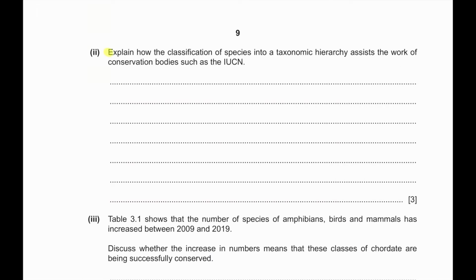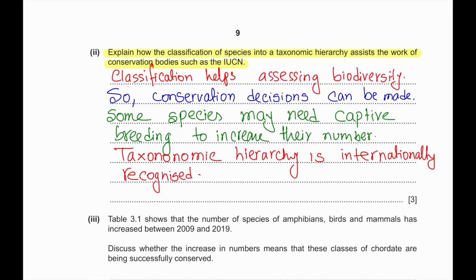Part 2. Explain how classification of species into a taxonomic hierarchy assists the work of conservation bodies such as IUCN. So basically, classification helps assessing biodiversity, so conservation decisions can be made. Some species may need captive breeding to increase their number. Taxonomic hierarchy is internationally recognized through the scientific community.